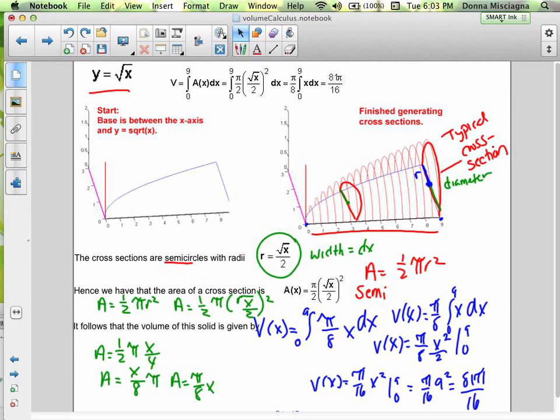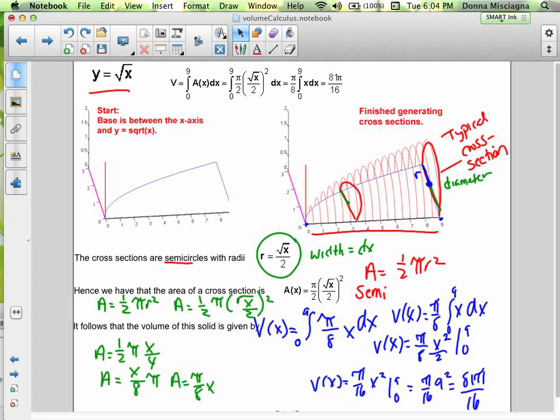So pull the pi over 8 out. The integral of x dx would be x squared divided by 2. So now when we multiply that by pi over 8, we get pi over 16 times x squared. And we're integrating that from 0 to 9. And now if you just plug in the 9, if you plug in the 0, you're going to get 0. So we have pi over 16 times 9 squared. It gives us 81 pi over 16. That's the volume of the entire figure.